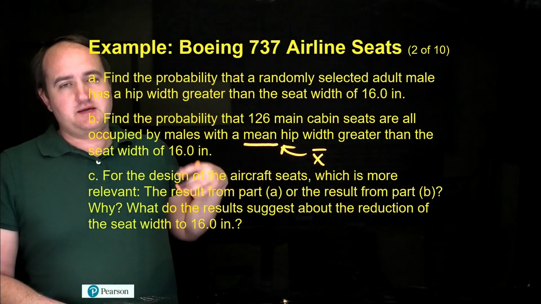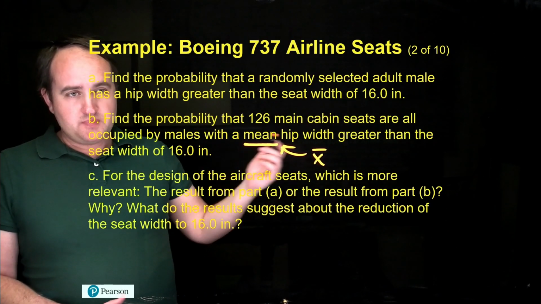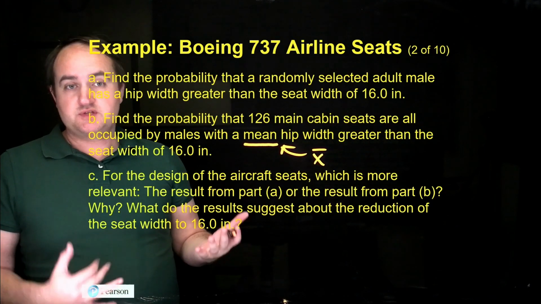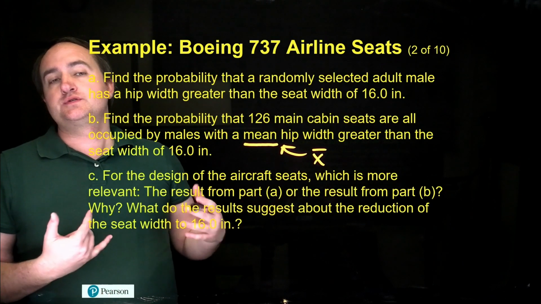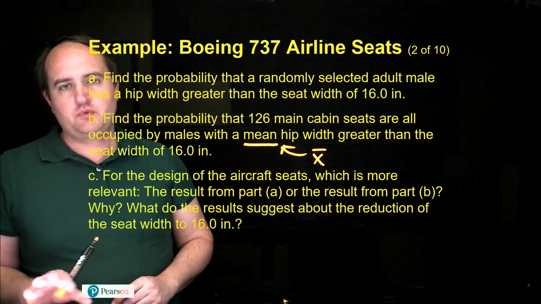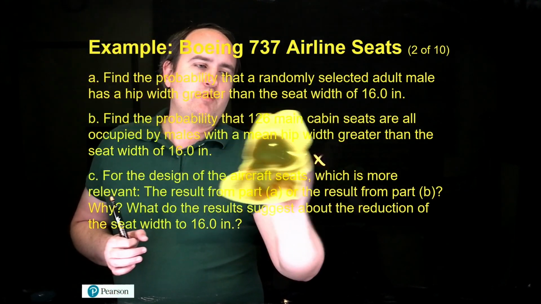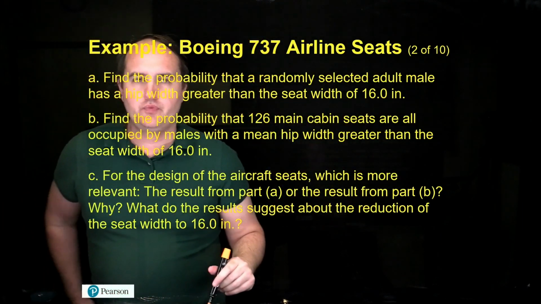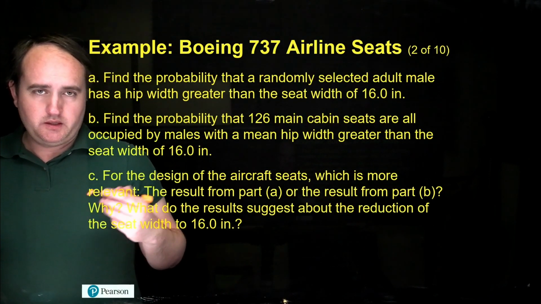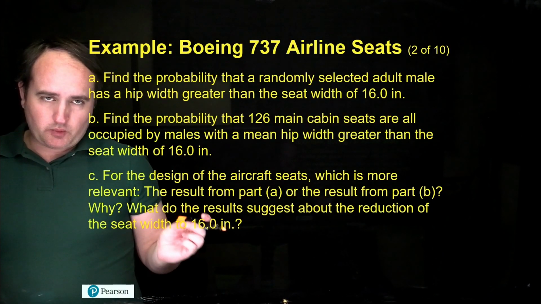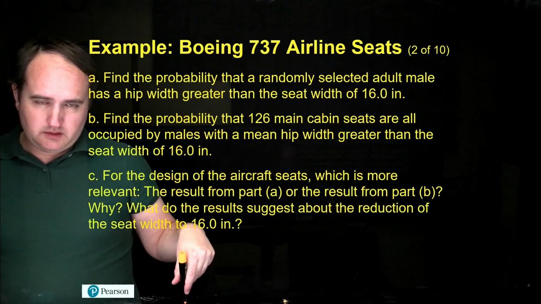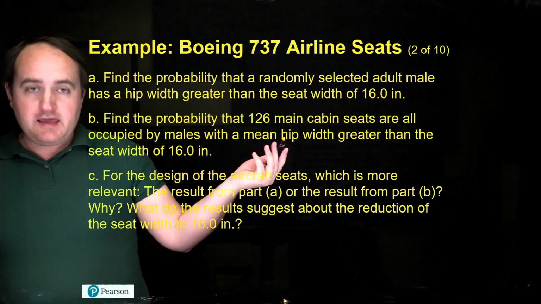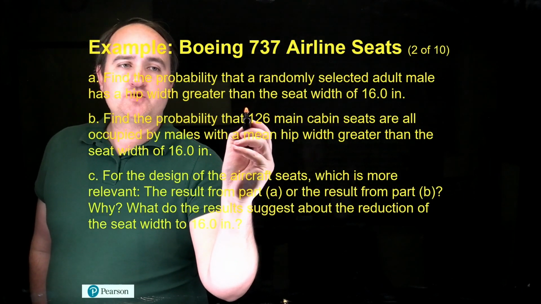Because they're asking us about the mean hip width, they're talking about x bar. That means we have to use the central limit theorem, which is the new formula we learned in this section. Okay, so how does the new formula go? Well, it's identical to the other z-score formula. It's just that we have to divide by the square root of n in our denominator. Okay, so n is going to be 126.